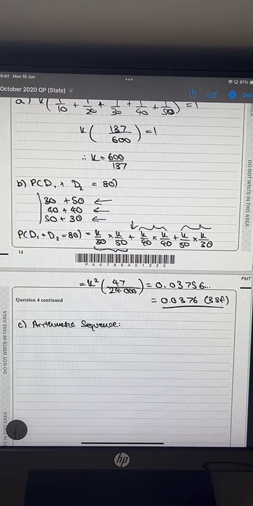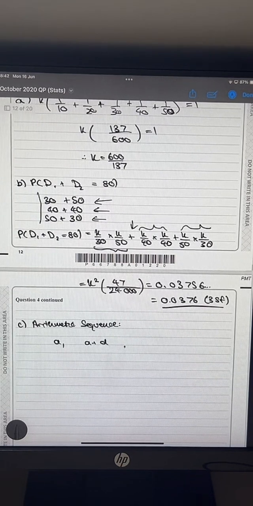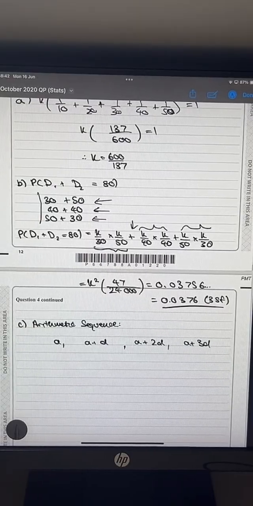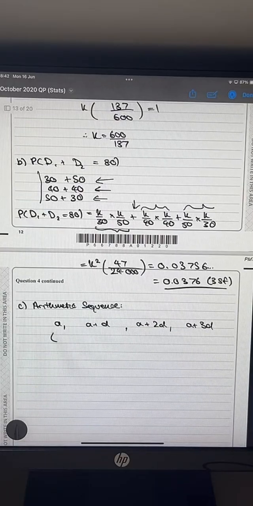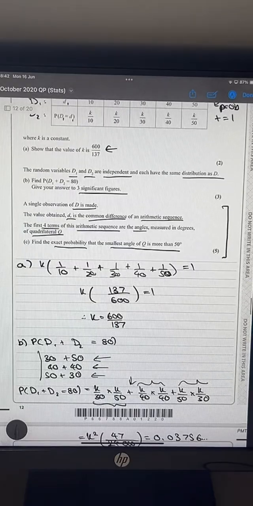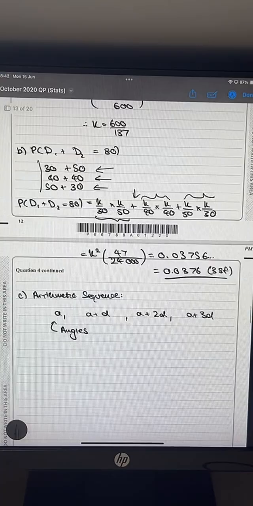So we know what an arithmetic sequence looks like, right? Your first term is a, your next term is a plus d, your next one is a plus 2d, and your fourth term is a plus 3d. So they tell us we've got four terms, okay? So all of these first four terms are my angles because they told me in the question that the first four terms of this arithmetic sequence are all angles measured in degrees of a quadrilateral.